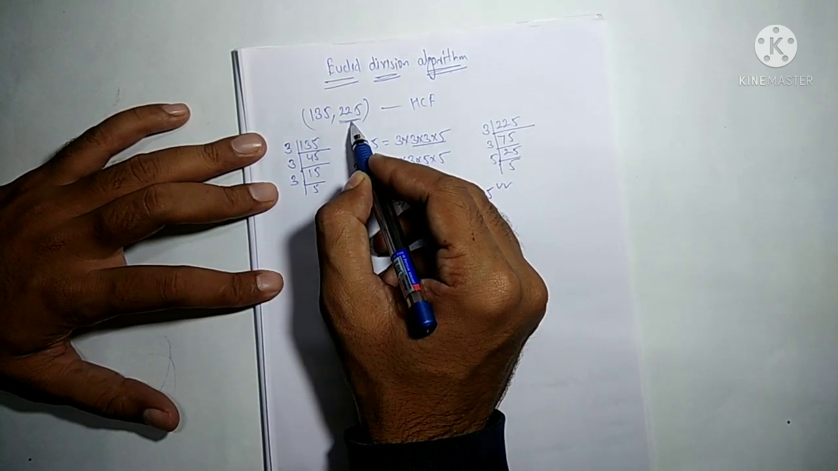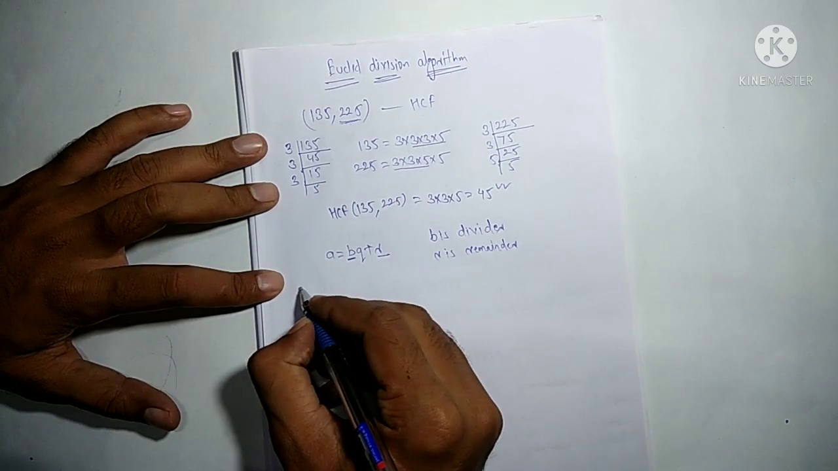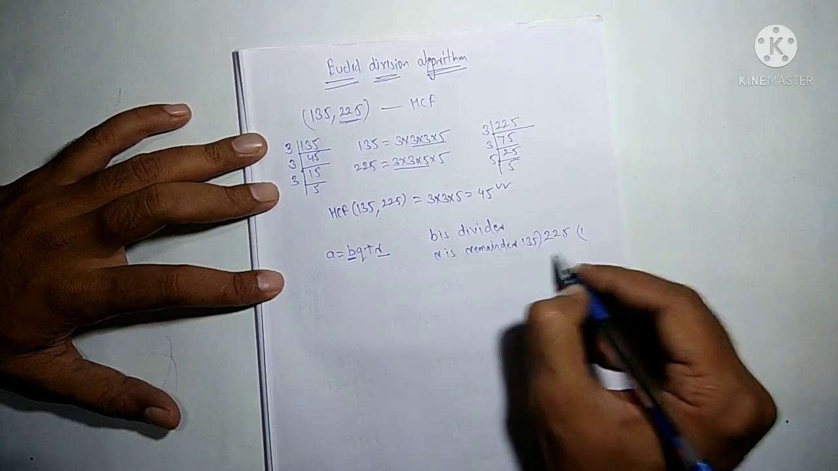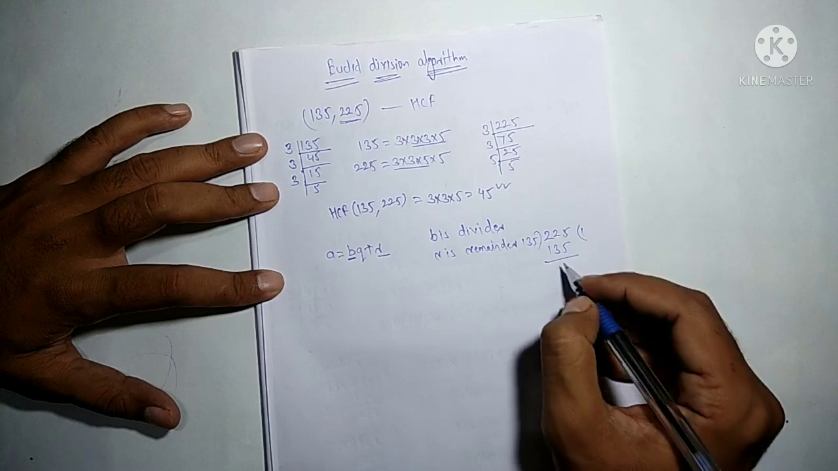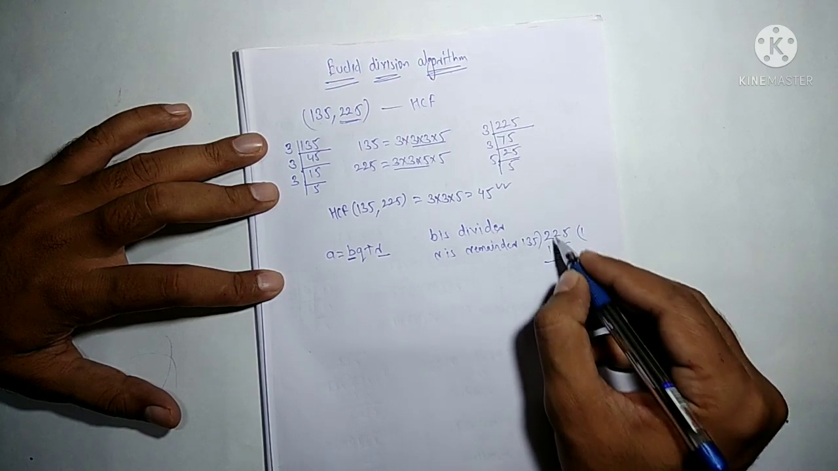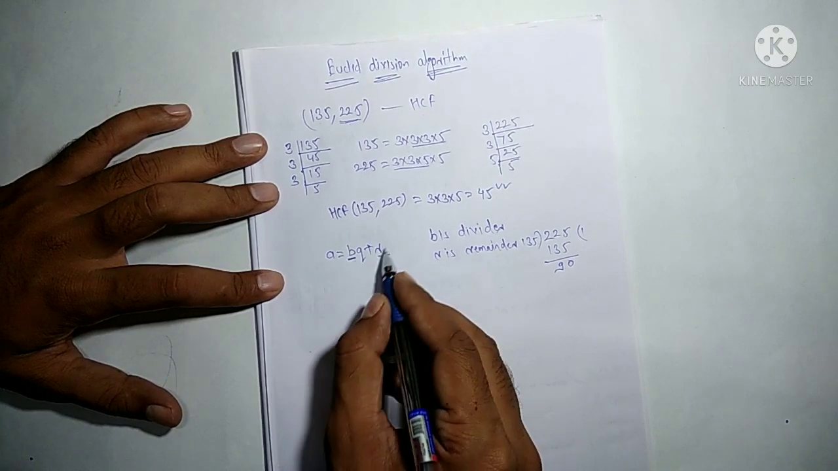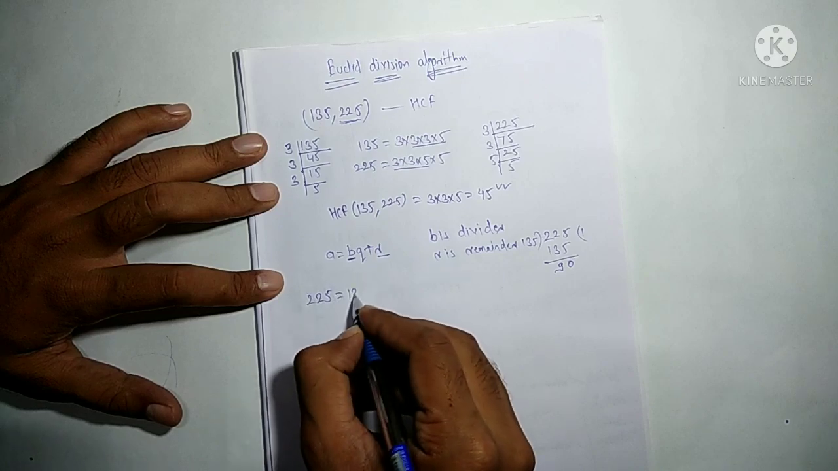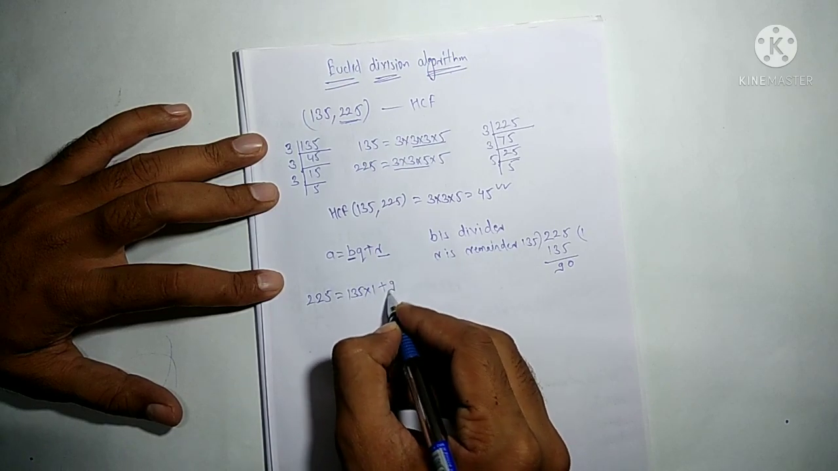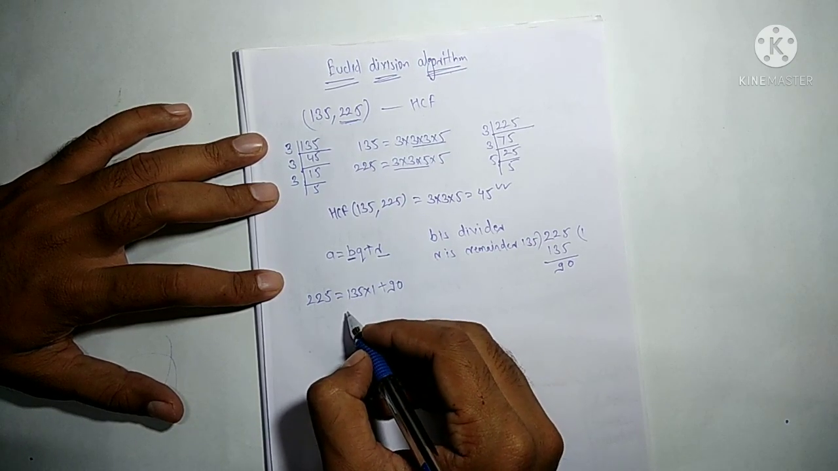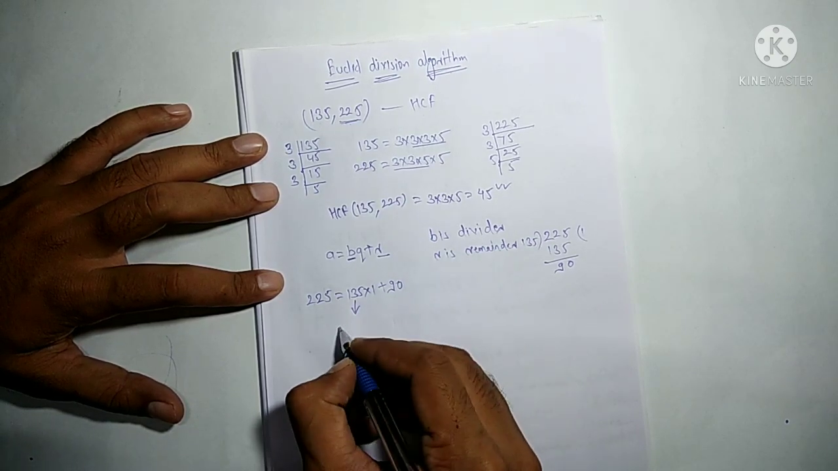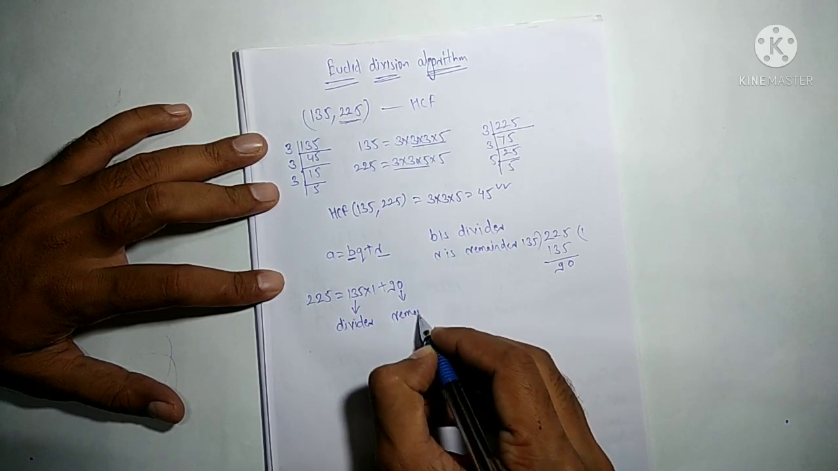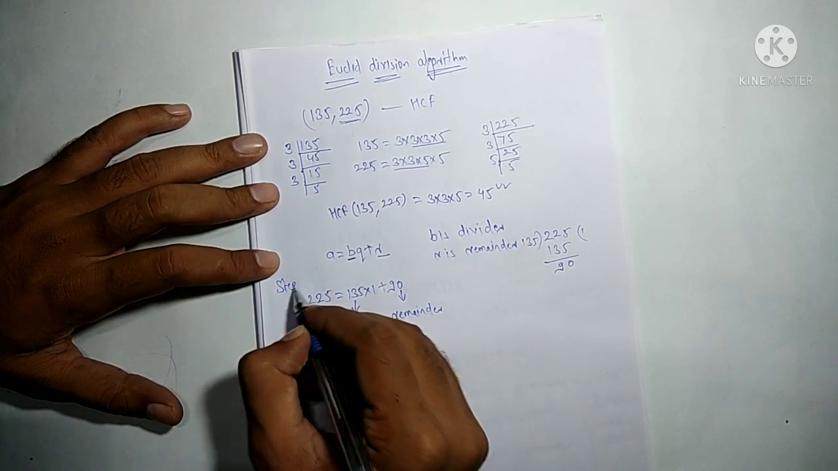Okay, now we need to break down 225. It is the higher value, so we break it down in terms of 135. How many times does 135 go into 225? 1 time. How much remainder do we get? 90. Then in this form, 225 equals 135 into 1 plus 90. Now 135 becomes the divisor and 90 becomes the remainder. This is step 1.